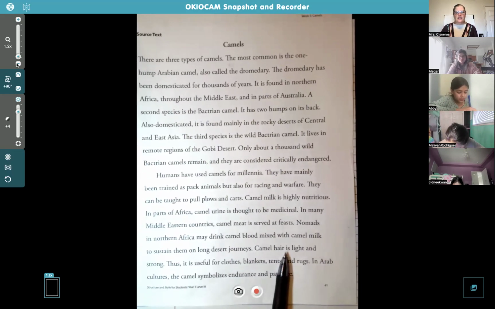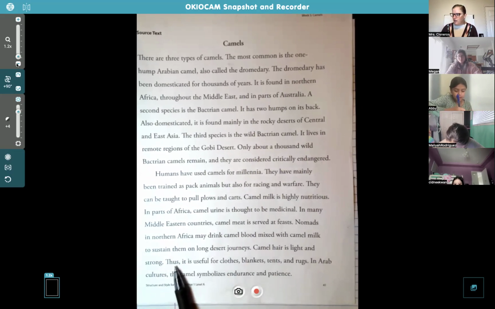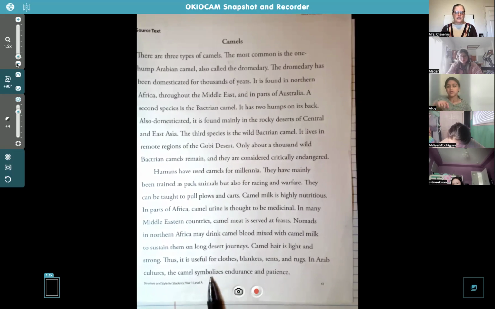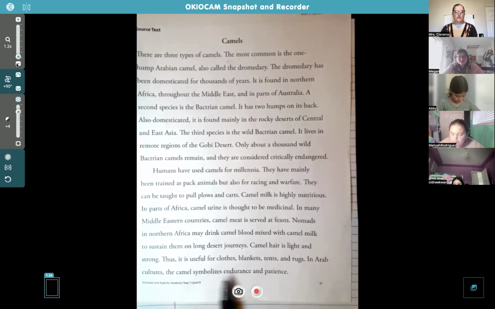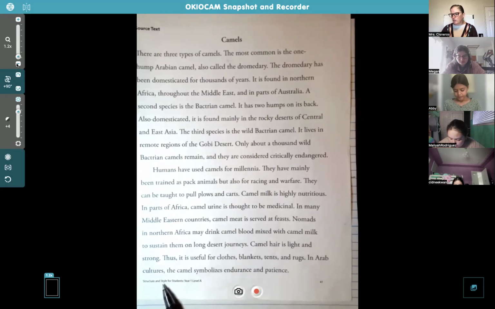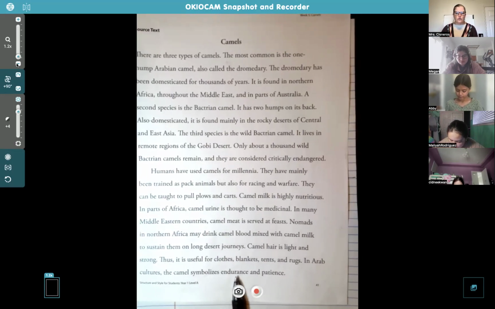Camel hair is light and strong. Thus, it is useful for clothes, blankets, tents, and rugs. In Arab cultures, the camel symbolizes endurance and patience. It's kind of like for us in America, the bald eagle symbolizes freedom, right? It's a bird, but you see it on our money, or on different things that have to do with our country. It symbolizes freedom. So for these people in the Arab cultures, the camel symbolizes endurance and patience.